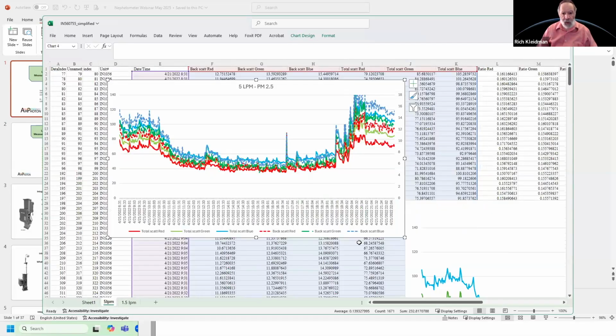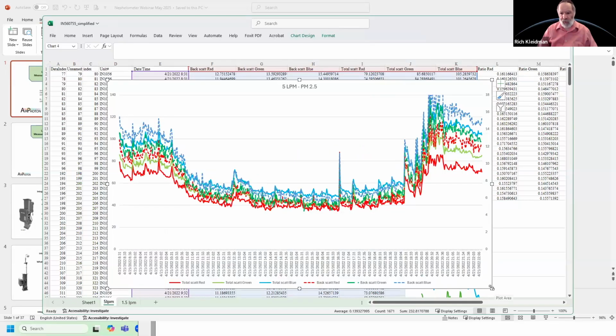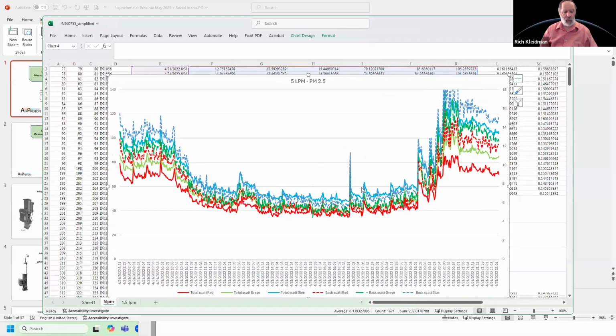If I go here, and now I'm just taking the data from the 5 liter per minute, which corresponds to PM 2.5. And this is a little bit busy because I included total and backscatters. So maybe not the best one to look at, but we'll look at some others too.